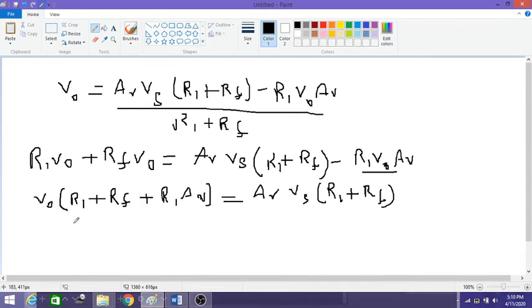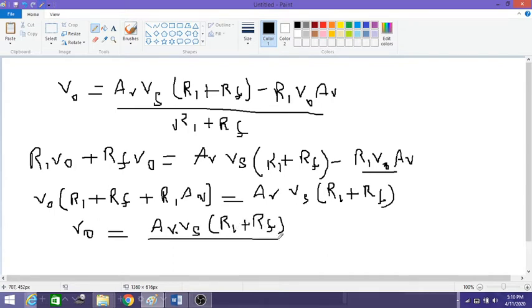So then our V0 equation is equal to AV into Vs of R1 plus RF, divided by R1 plus RF plus R1 into AV. So let us take some assumption here.